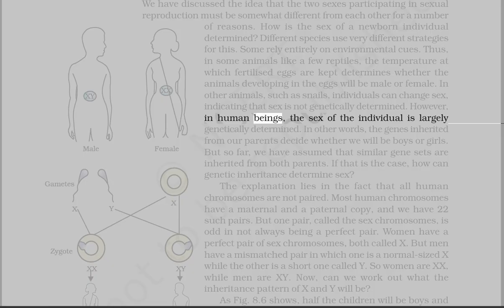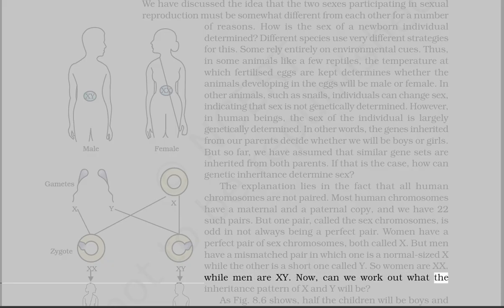However, in human beings, the sex of the individual is largely genetically determined. In other words, the genes inherited from our parents decide whether we will be boys or girls. But so far, we have assumed that similar gene sets are inherited from both parents. If that is the case, how can genetic inheritance determine sex? The explanation lies in the fact that all human chromosomes are not paired. Most human chromosomes have a maternal and a paternal copy, and we have 22 such pairs. But one pair, called the sex chromosomes, is odd in not always being a perfect pair. Women have a perfect pair of sex chromosomes, both called X. But men have a mismatched pair in which one is a normal-sized X while the other is a short one called Y. So women are XX, while men are XY.